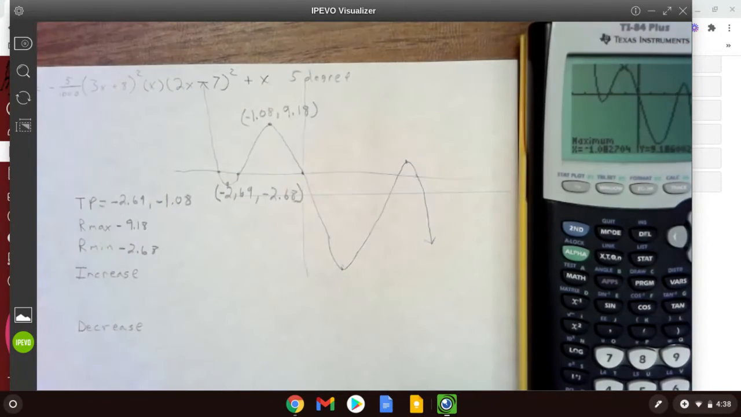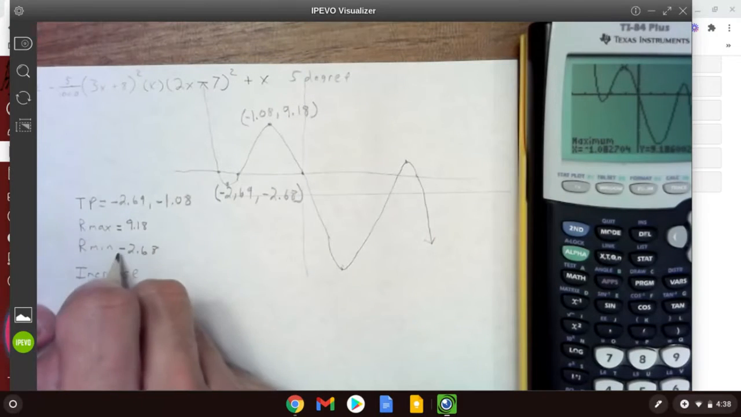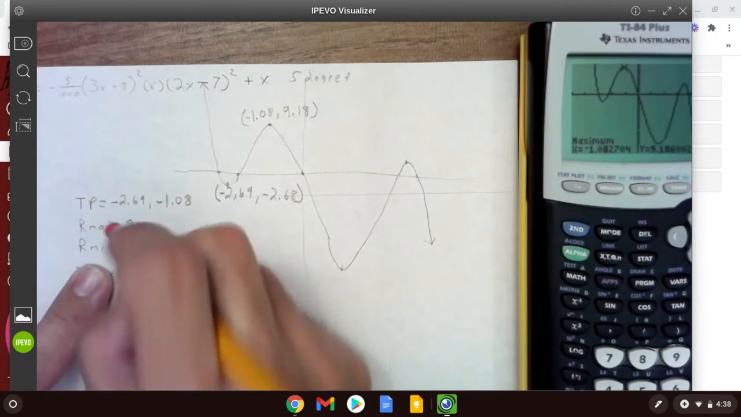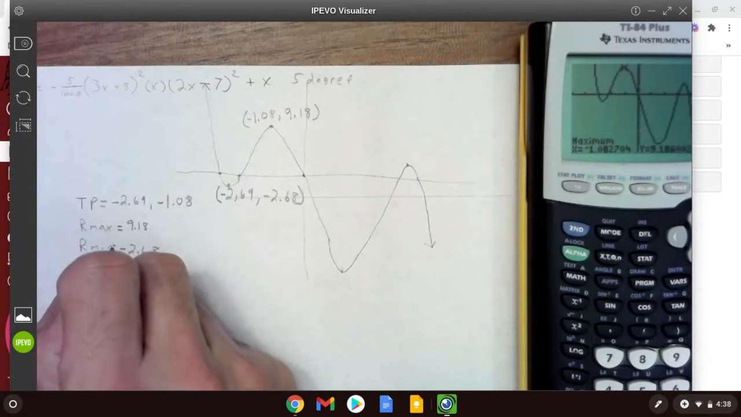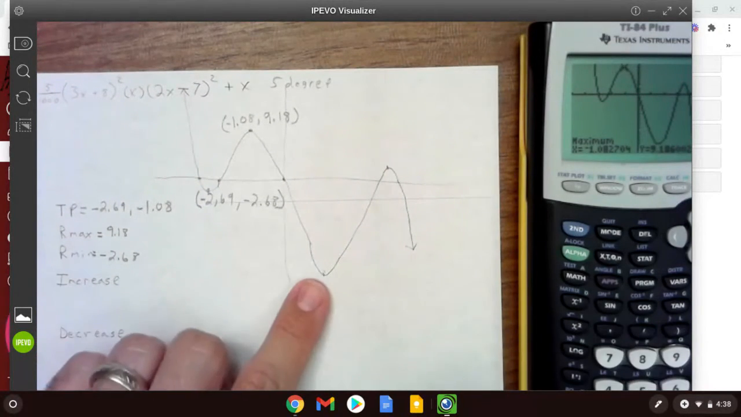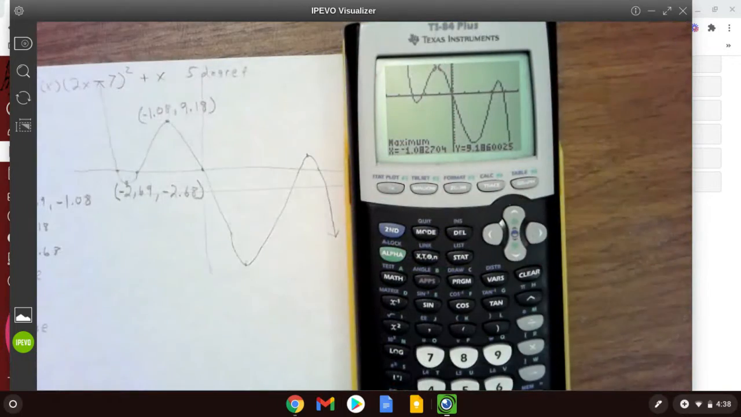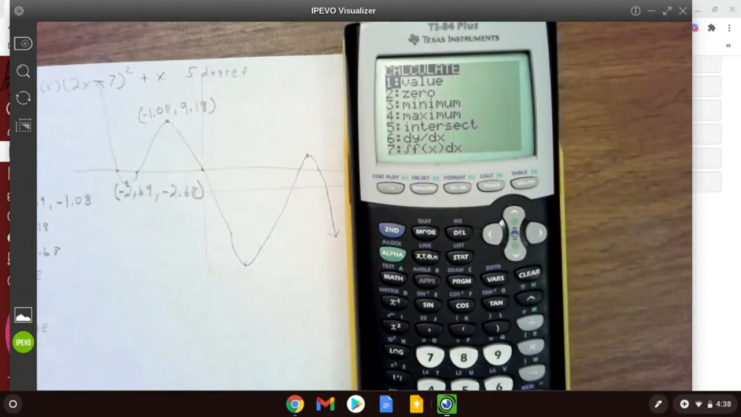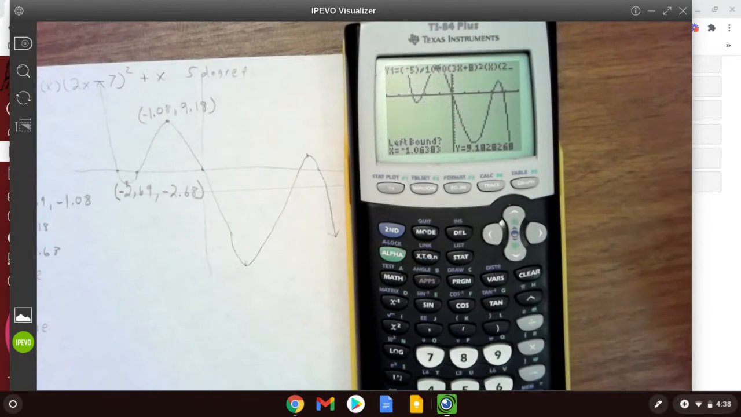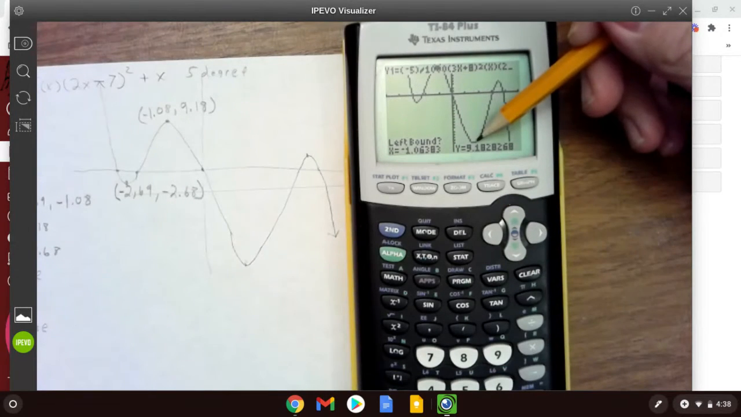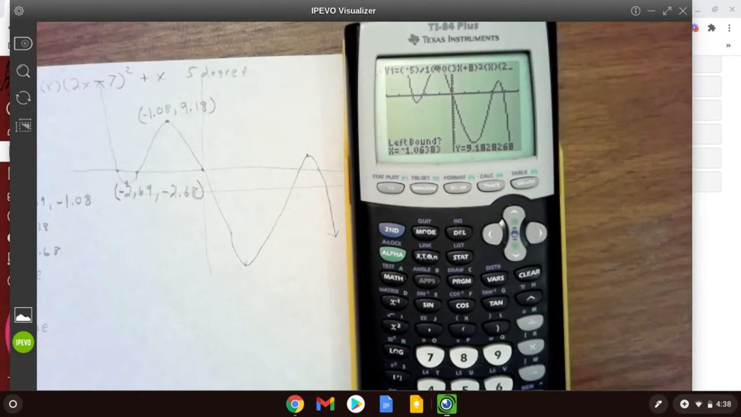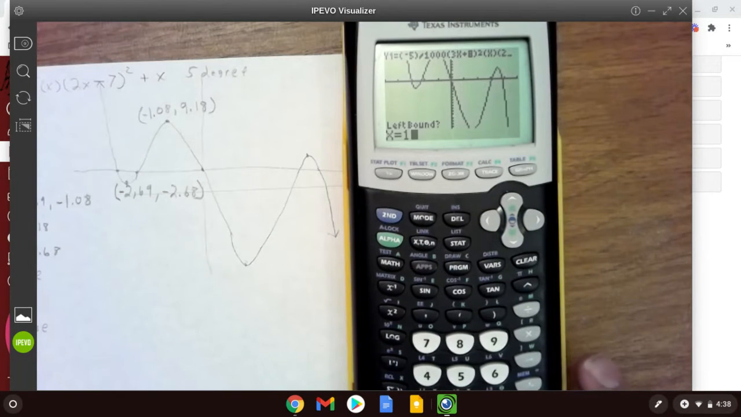Oh, I should make these equal signs. That minimum, yeah, that's equals negative 2.68. All right, going down to this one. So calc. This is a minimum down here. I just want to be to the left of that. It looks like I could use 1 or a 0. So I'll just do 1 for my left bound.